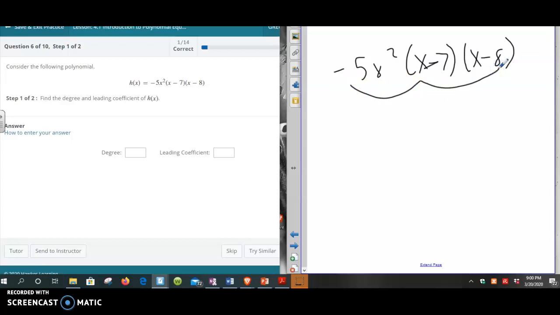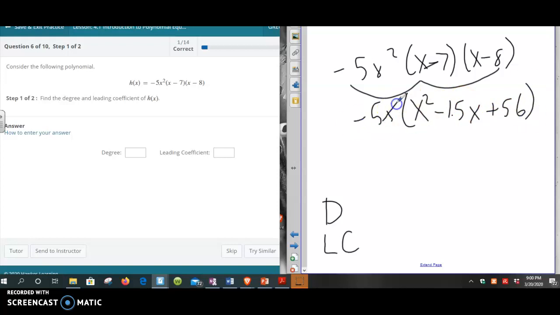Okay, and then when we multiply it out, then we get it in standard form, and then we can find the degree and the leading coefficient. So we got to multiply this out. We're going to get x squared minus 15x plus 56. And then you have to multiply that by negative 5x squared.